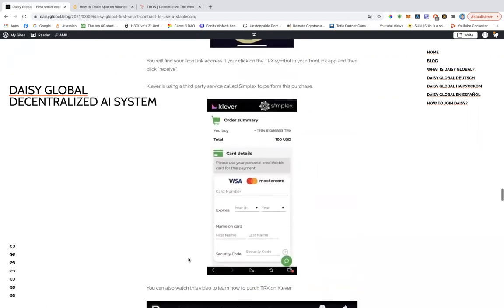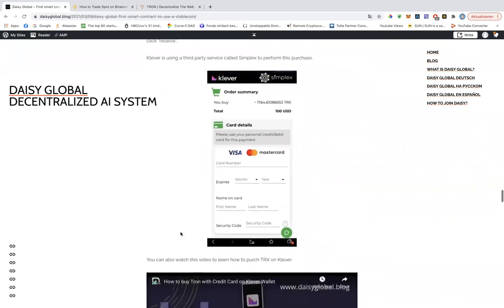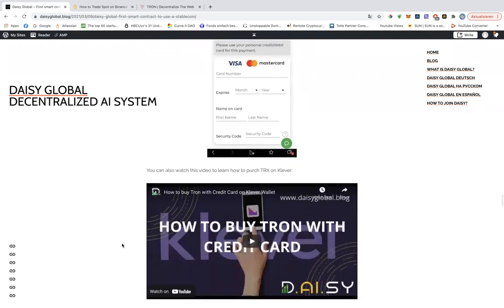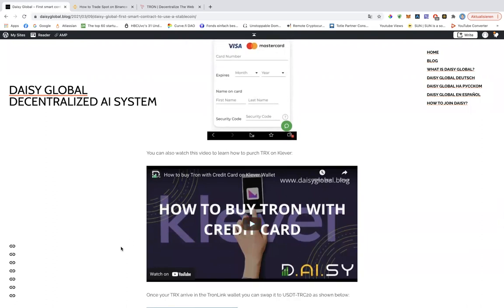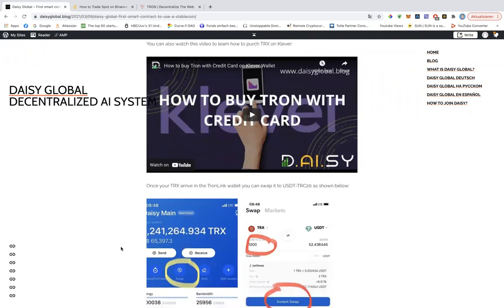That will take you to the third-party service called Simplex, okay? You just fill out your personal data, your credit card number, and all that stuff, your security code, and then you just hit buy, okay? If you prefer watching a tutorial video, click here on that video. That will show you how to use your credit card to buy Tron, okay?